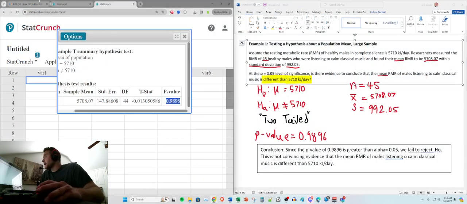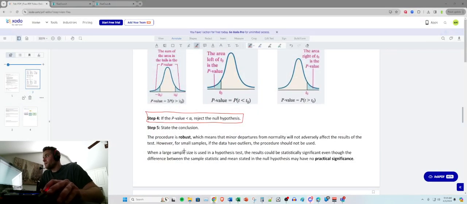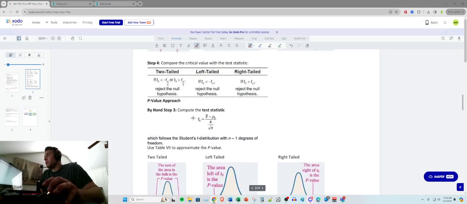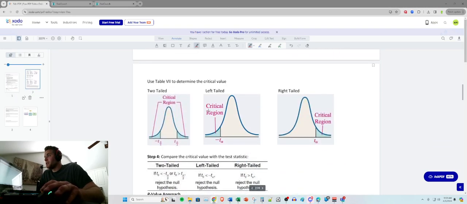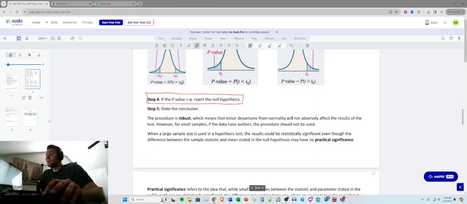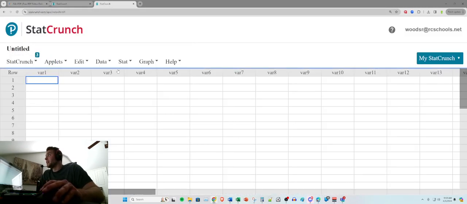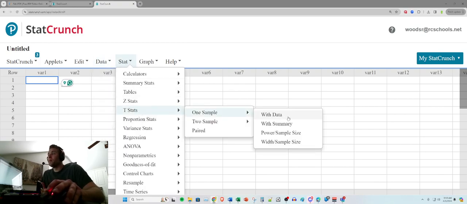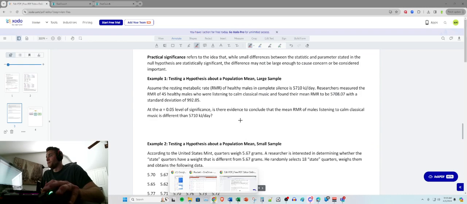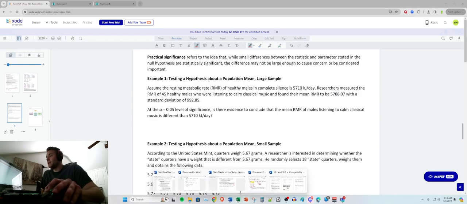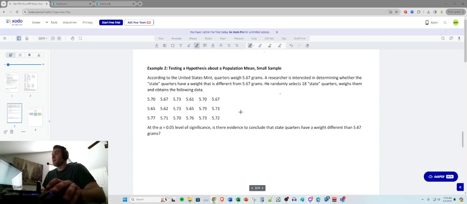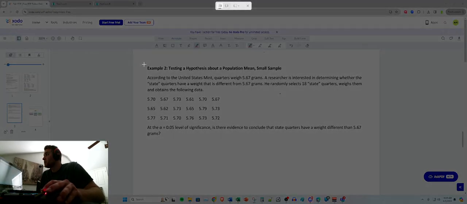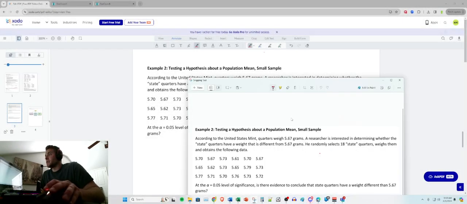In hindsight, looking back at all of these notes, we really aren't using a lot of these. We're really just using StatCrunch to do this. Just don't forget that whenever it's means, we're doing Stat, T-stats, and right now it's one sample. We just did one with summary statistics, but we're going to go ahead and do the next one. We're looking at this one here, the weight of quarters. I'm going to go ahead and copy this into Word so that I can write on it.